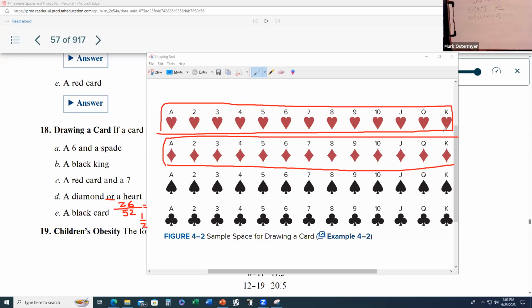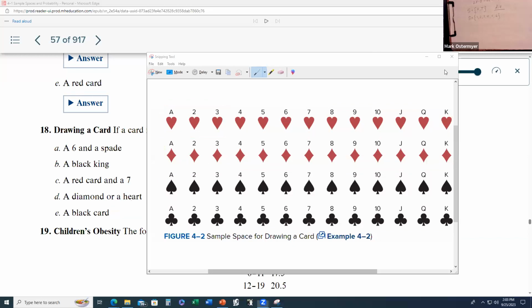Makes sense, because that's half the deck of cards, correct? What's the probability of selecting a black card? Well, a black card can be selected 26 ways, correct? Out of 52. So this is also going to be 1/2. All right, makes sense? Basic probabilities here.